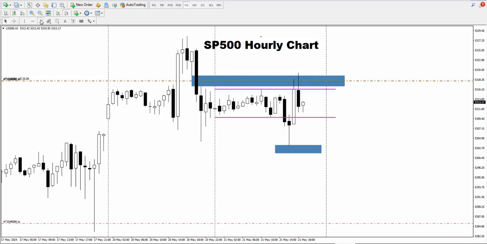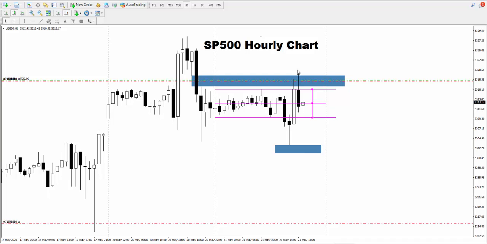Now I have a couple of places that I should be careful. One is the middle of the range. So if I drag this down here, you can see that the middle of the range is right at this point. And this isn't too scientific. That's the middle of the Asian session range. So that's where fair value was. And all you have to do is find the extremities and just find the halfway point.